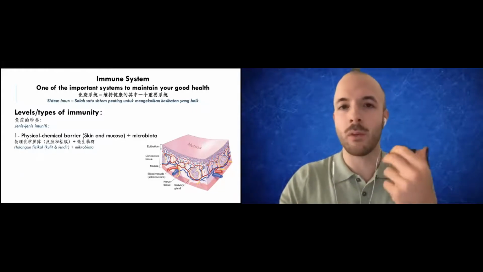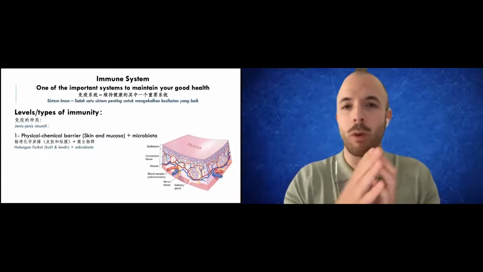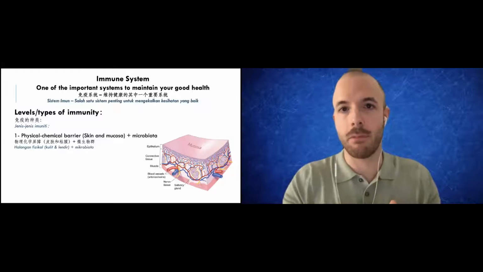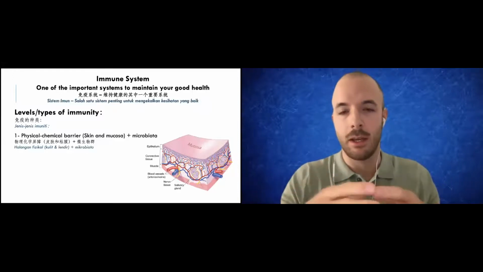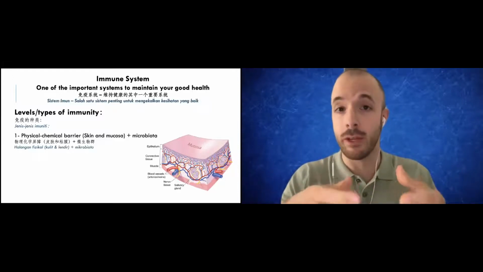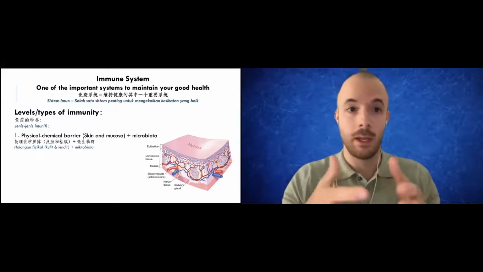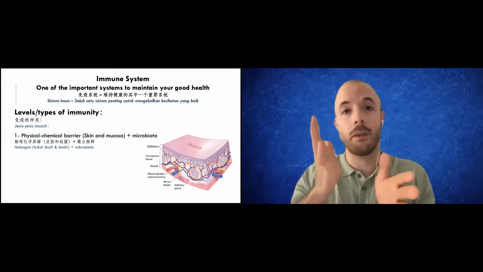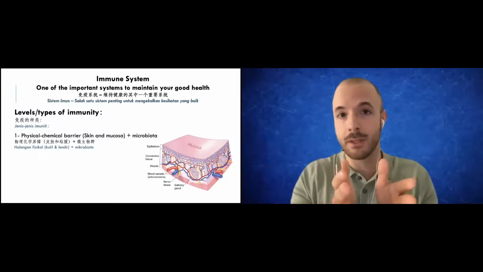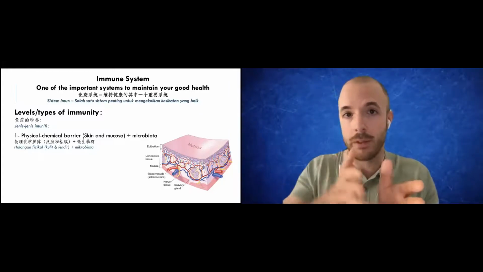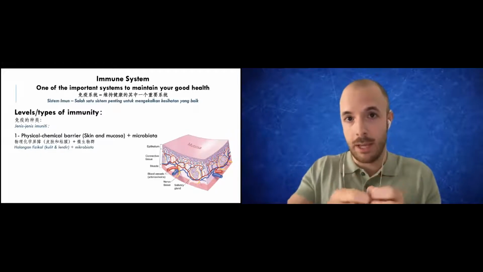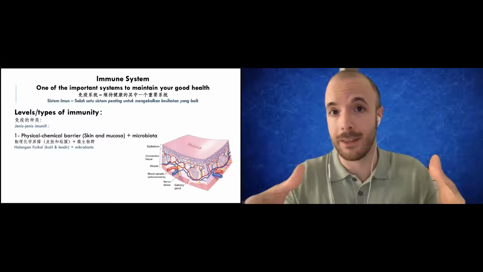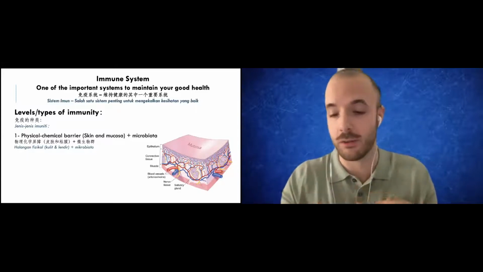But what happens when this physical and chemical barrier is broken? Imagine a burn or imagine an injury, a big injury. This physical barrier is broken. So the pathogens, the microorganisms, can go within the body, can enter the body, and can cause infection. They can infect our tissues.